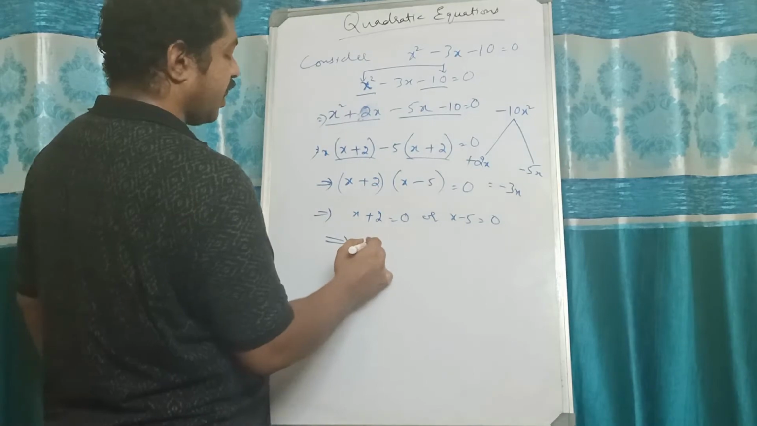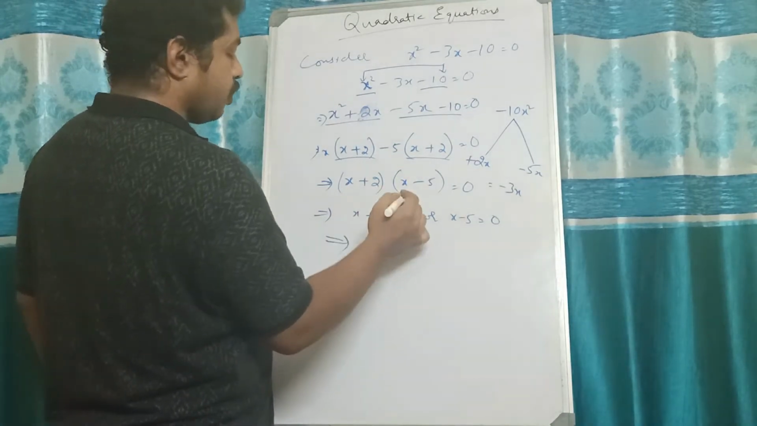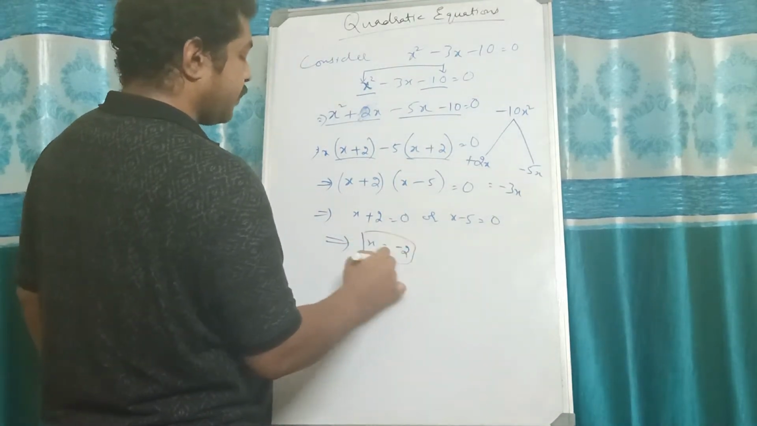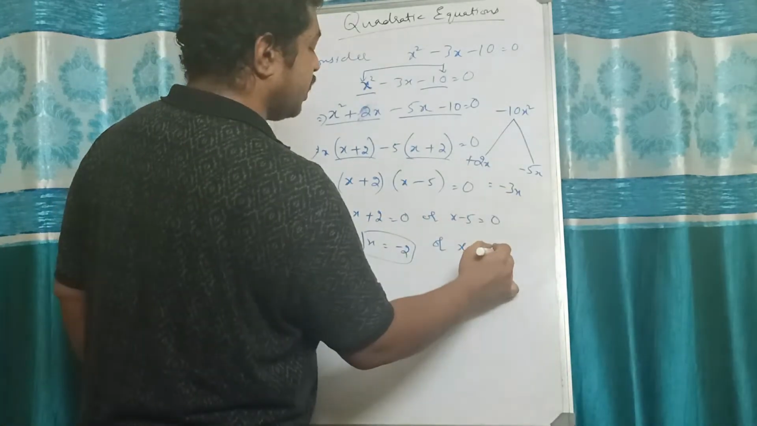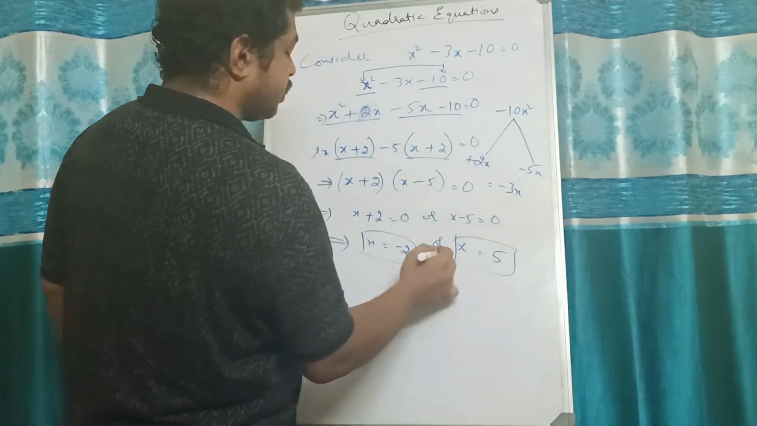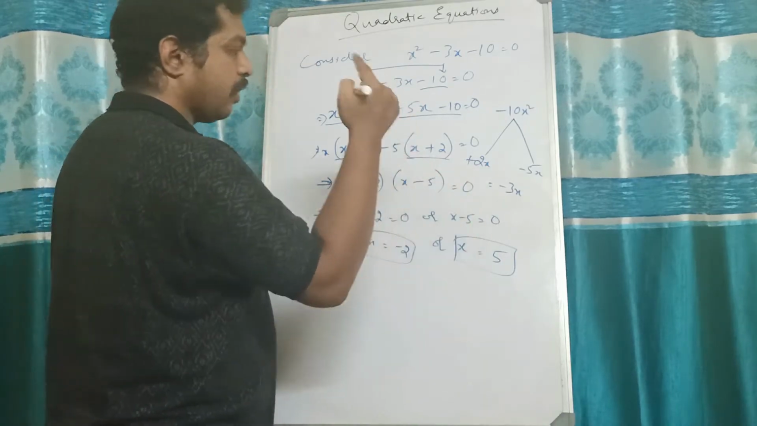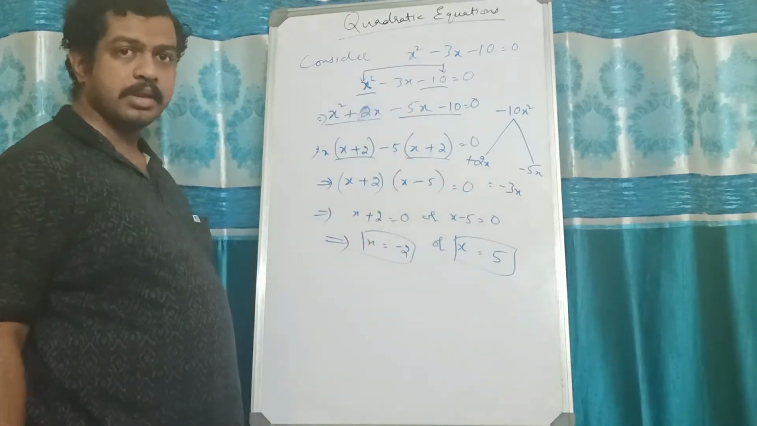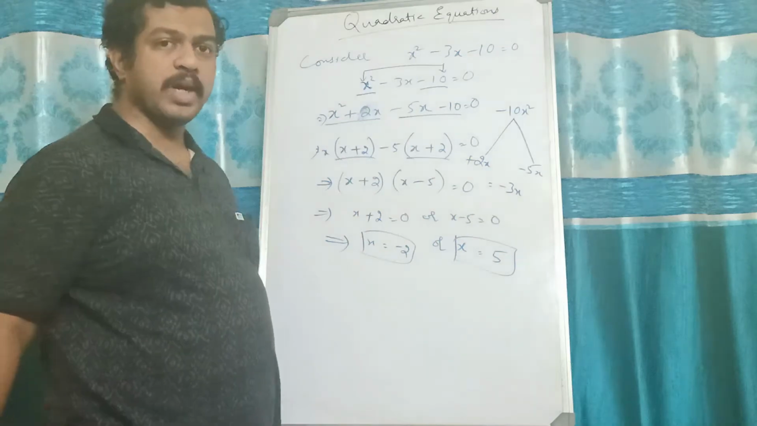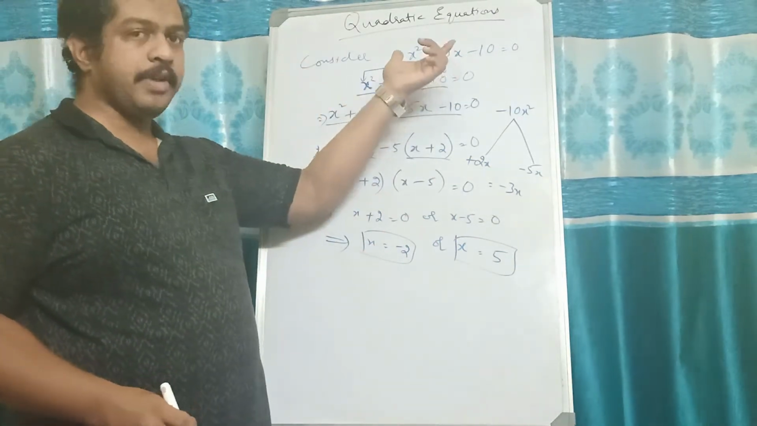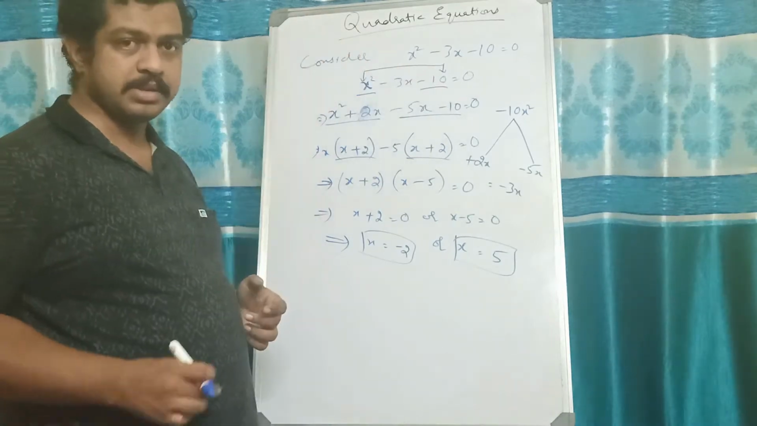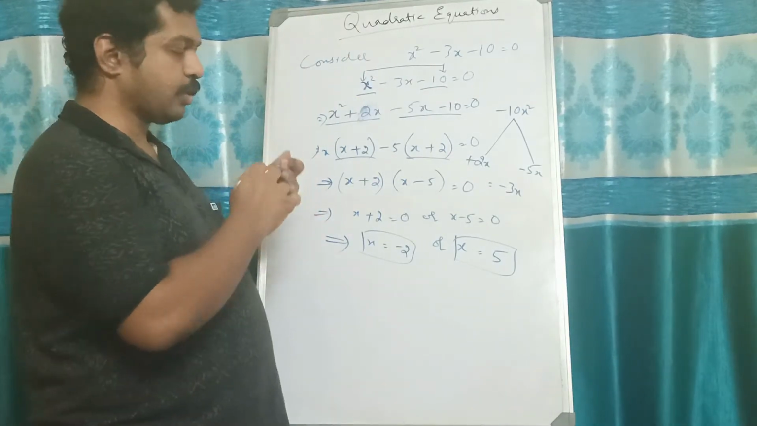That means x will be equal to minus 2, as plus 2 goes that side, or x will be equal to plus 5, as minus 5 goes that side. So our roots are minus 2 and 5. So 5 and minus 2 are the roots of this particular quadratic equation, okay? This is how we solve any kind of equation by using the factorization method. That is the first method which I showed you, okay.